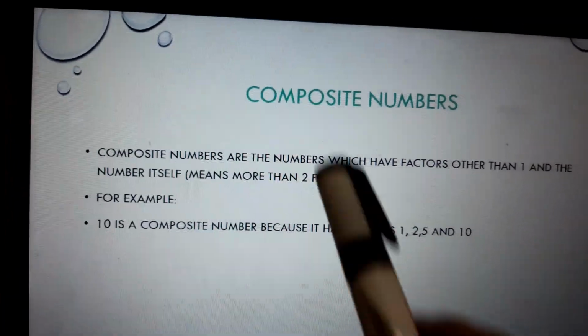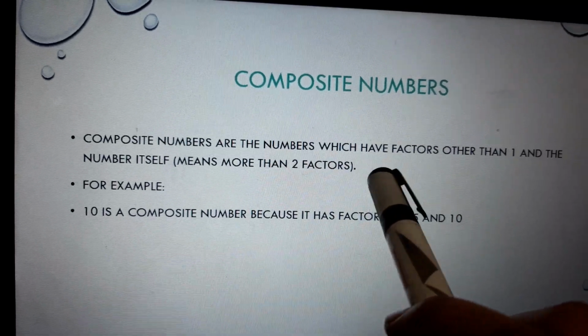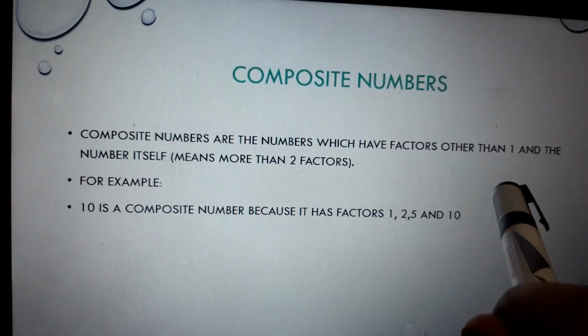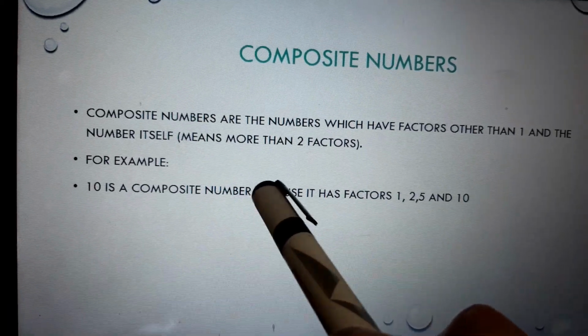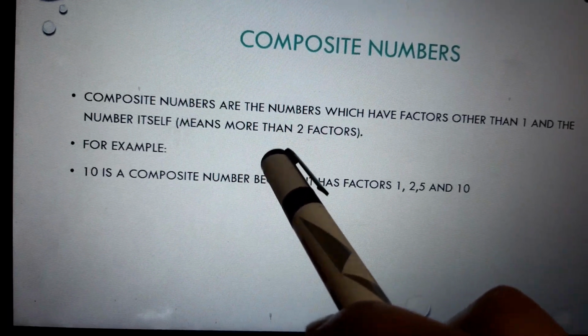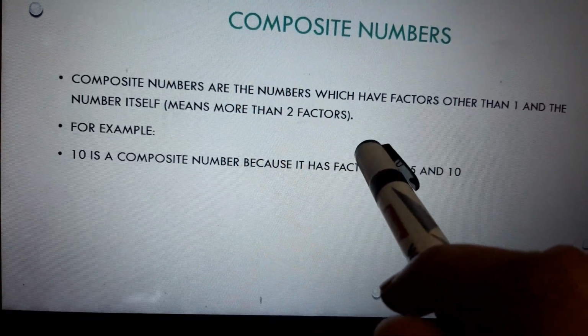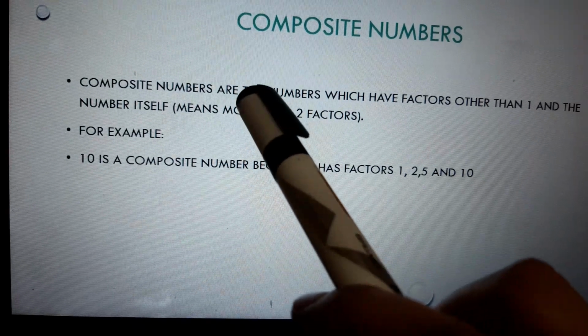Next is composite numbers. Composite numbers are the numbers which have factors other than 1 and the number itself. Means it has more than two factors. We know every number has two factors, 1 and the number itself. Other than that, if a number has other factors also, then that becomes a composite number.